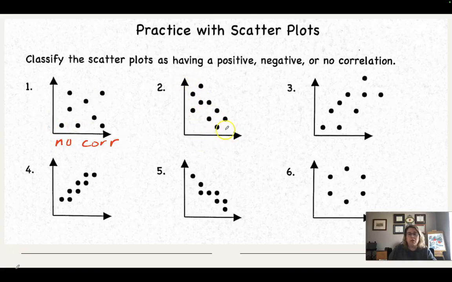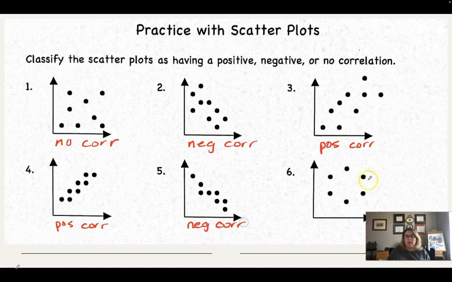Moving across, we're going in that downward trend. That means it's a negative correlation. As we look at number 3, you're moving upwards, all basically in the same area. This is a great positive correlation. Same thing with number 4, but this is an even better representation. Everything's really nicely aligned. And this is really nicely aligned for a negative correlation. And this just looks like a weird circle, so this would be no correlation.